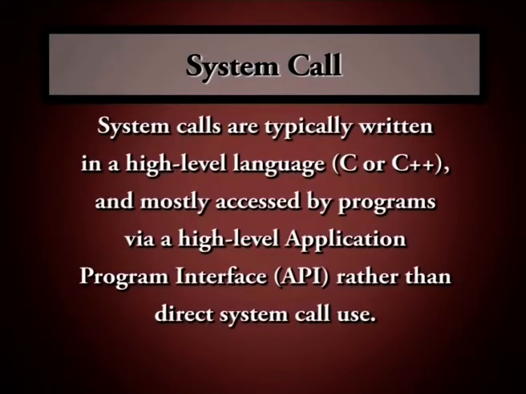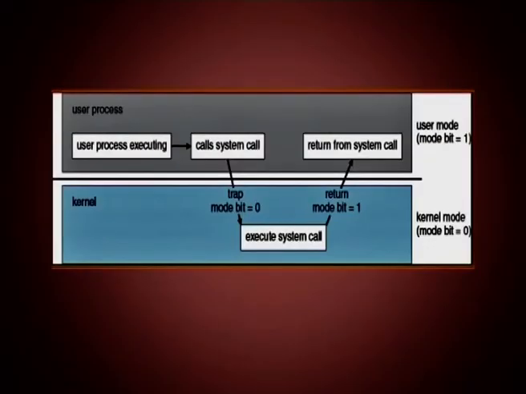System calls provide the interface between a process and the operating system. System calls are typically written in a high level language, C or C++, and mostly accessed by programs via a high level application program interface rather than direct system call use. Assume that a process wishes to invoke a particular target system function. Using system call approach, the user process uses the trap instruction.